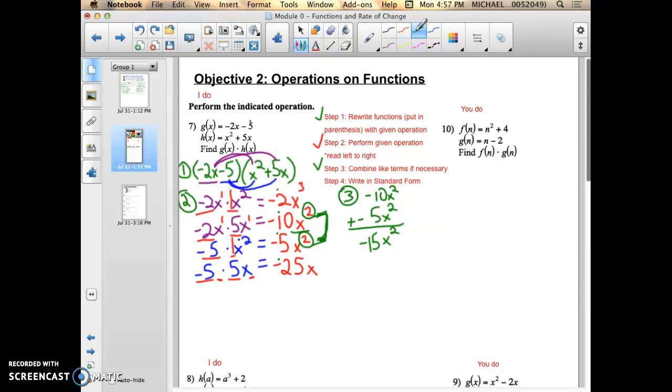So my highest power, if I look at all 4 terms that I have, is negative 2x to the third. So this is step 4. I have negative 2x to the third. Moving down the line, I did have negative 10x squared, negative 5x squared, but that combined into negative 15x squared. And because it's negative, I'm just going to write minus 15x squared. And then finally, my last term that I did math with is over here, negative 25x. So I write minus 25x.